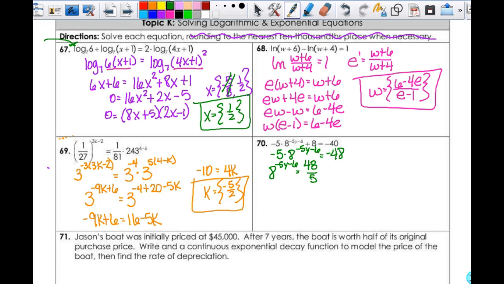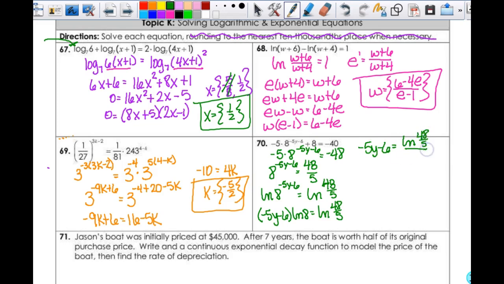So now that I have this, I am going to take the log of both sides. So I end up with the natural log of 8 to the negative 5y minus 6 power equals the natural log of 48 over 5. So here this exponent comes out and I get negative 5y minus 6 times the natural log of 8 equals the natural log of 48 over 5. So to get this away from my parentheses here, I'm going to divide. So I get negative 5y minus 6 equals the natural log of 48 over 5 divided by the natural log of 8.